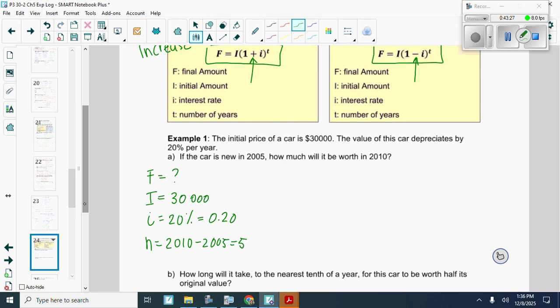Then the big thing is, which formula do we use? The one with the plus or the one with the minus? It depreciates, so you're going to use the one with the minus. Go ahead and sub the information in: 30,000 times 1 minus 0.2, to the power of 5 years. For the final amount, we can just put this into our calculator.